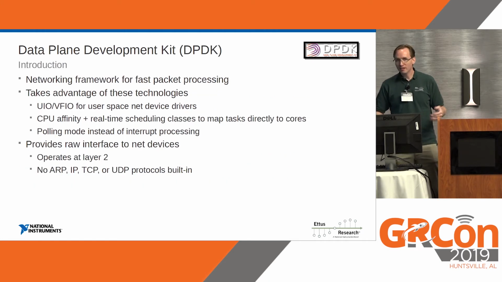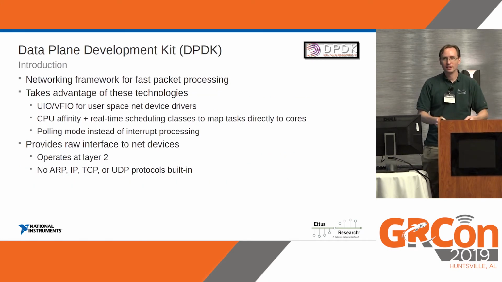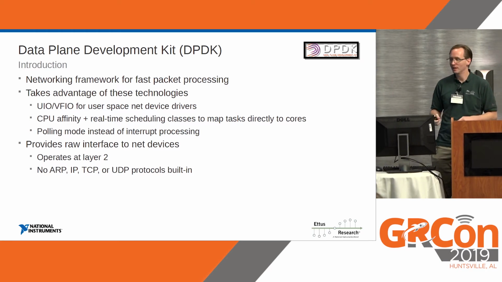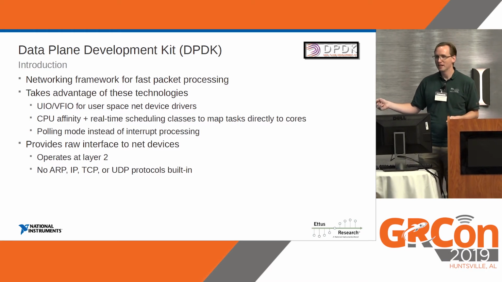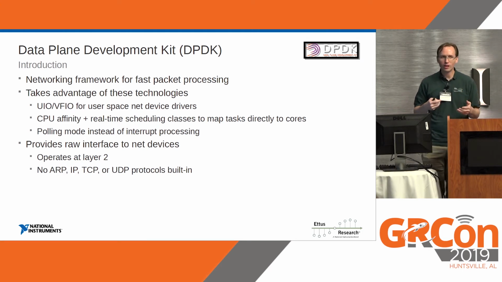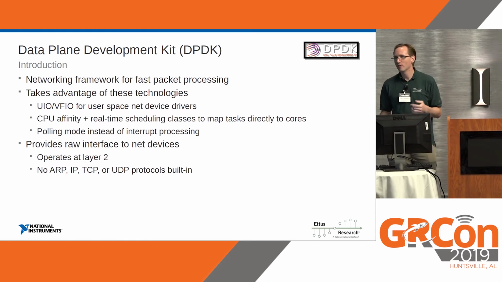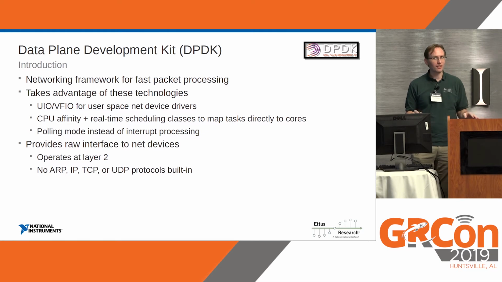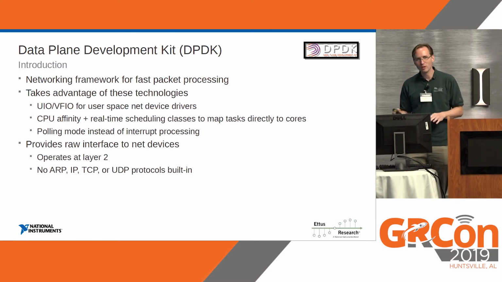So if we combine all of these things together and get some secret sauce from Intel and Mellanox and some of the others, you come up with the Data Plane Development Kit. This is a networking framework for fast packet processing. It provides a raw interface to all the network devices, so you don't get all the niceties like TCP and UDP and even ARP. That's all stuff that I had to implement.